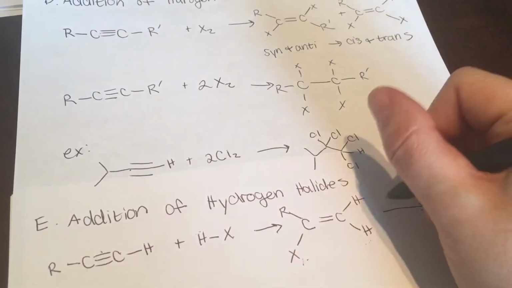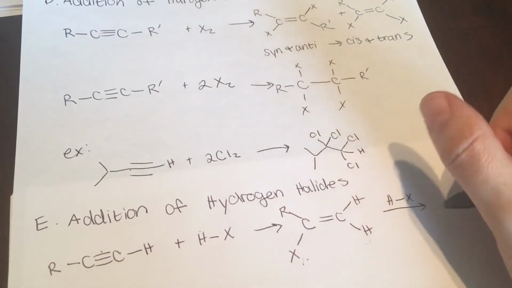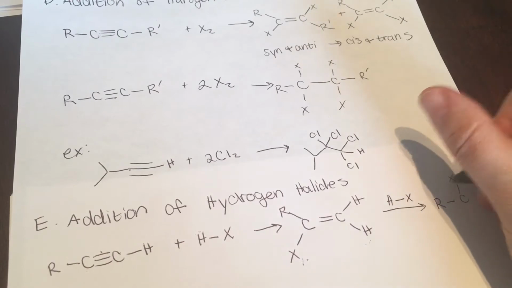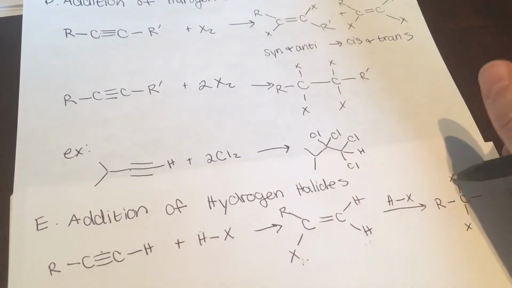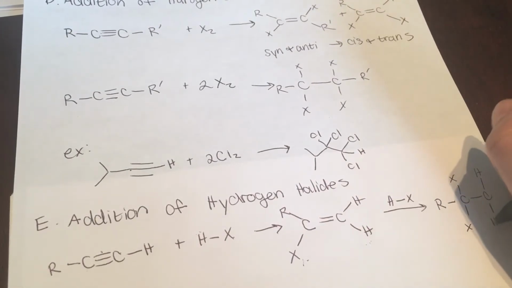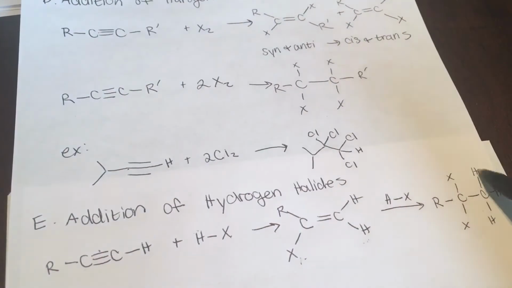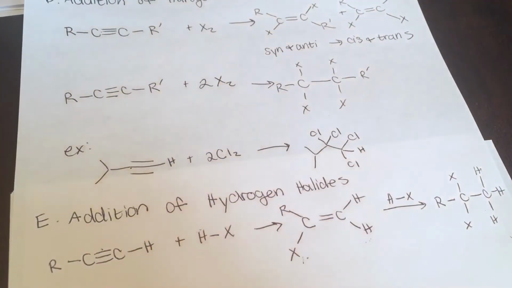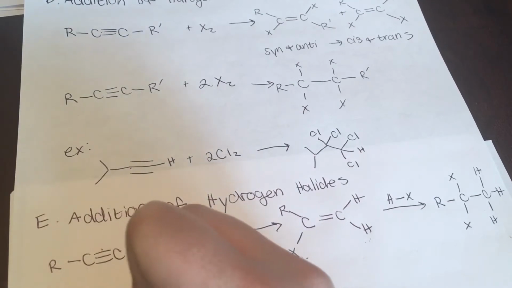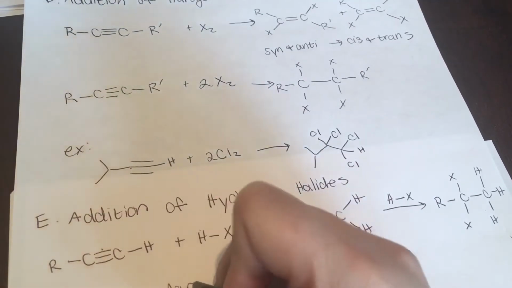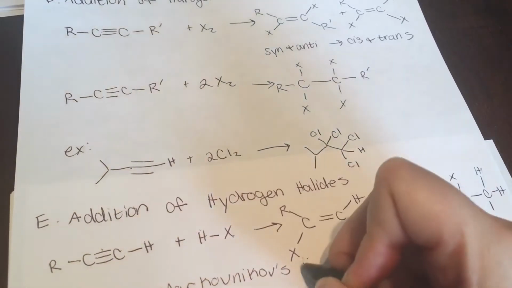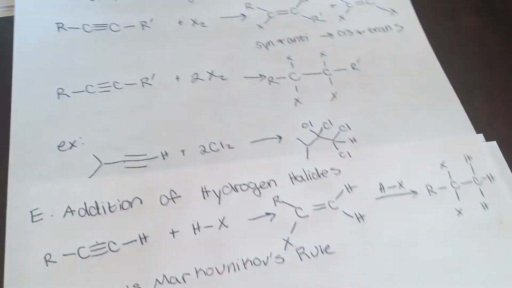If we add another equivalent, it's going to add the same way. It's still going to follow Markovnikov's rule. So we get two halogens on this carbon here, and then two hydrogens added to the terminal carbon of the alkyne. So this still follows Markovnikov's rule.